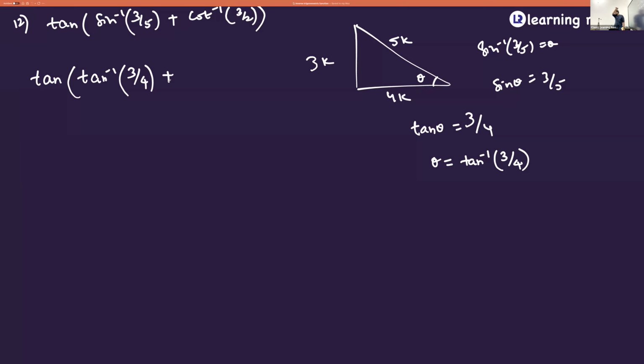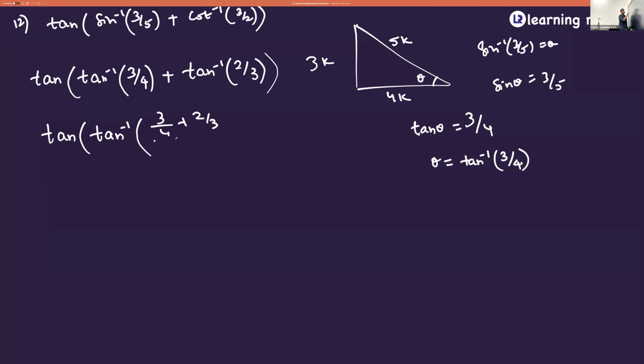Anyone having doubt? Okay. So cot inverse 3 by 2, according to the first property, will be tan inverse of 2 by 3. Right? Tan inverse x plus tan inverse y, we just now saw the formula. Tan inverse of x plus y by 1 minus xy. So how much are you going to get?